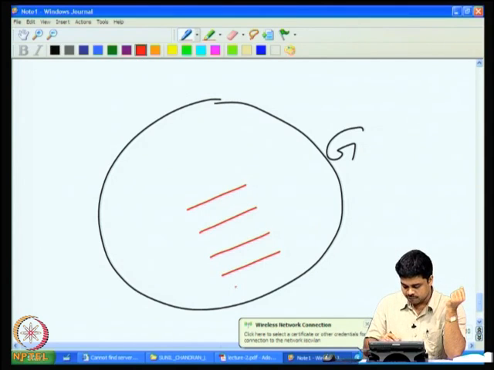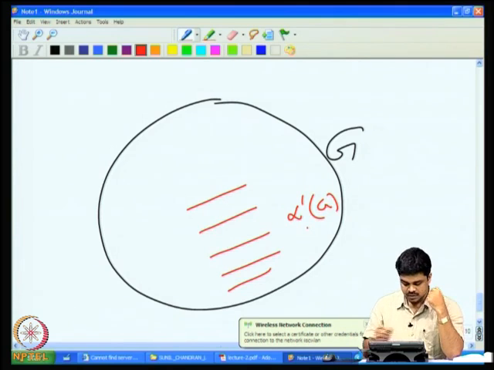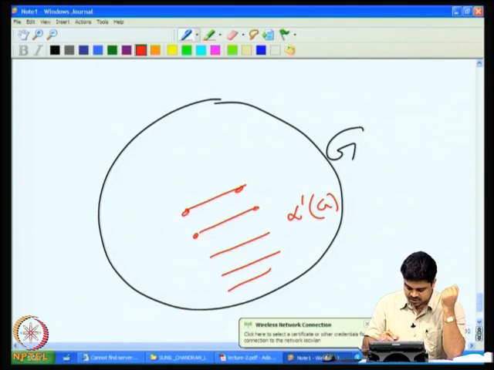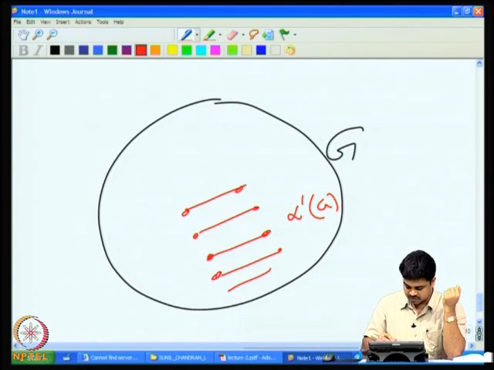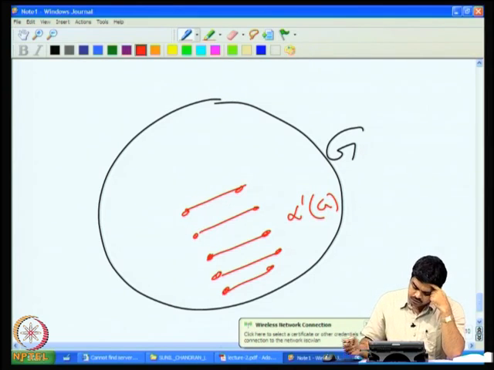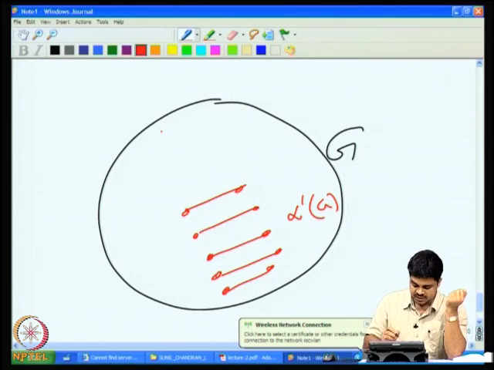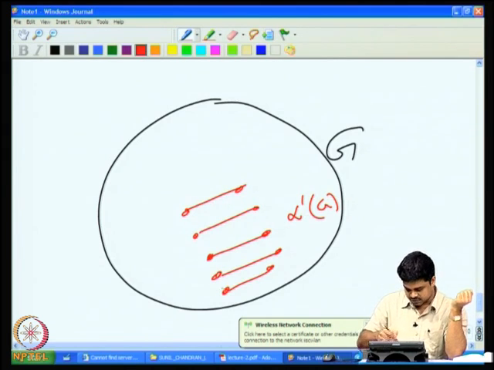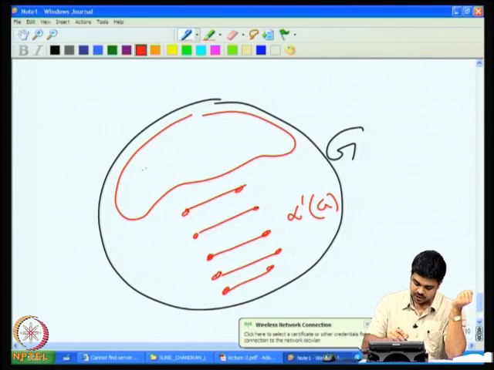How many edges are there? Alpha dash of G of them. This number is alpha dash of G. There are other edges, but I'm just marking the matching which I have considered. And now, what can I tell about the remaining vertices? Like yesterday, we had considered this kind of question. What about the remaining vertices after removing these 2 times alpha dash of G vertices? What will remain?